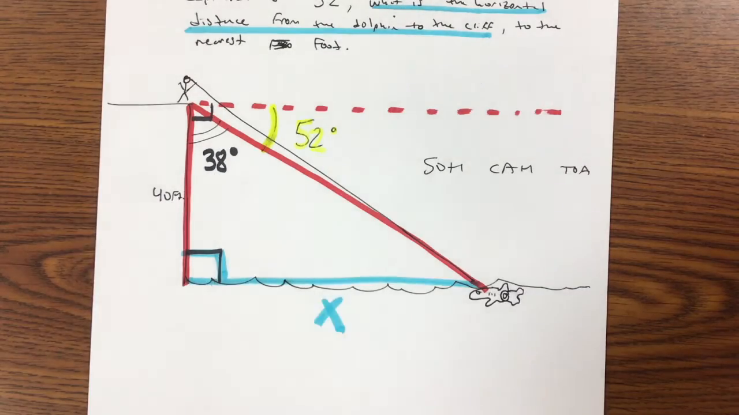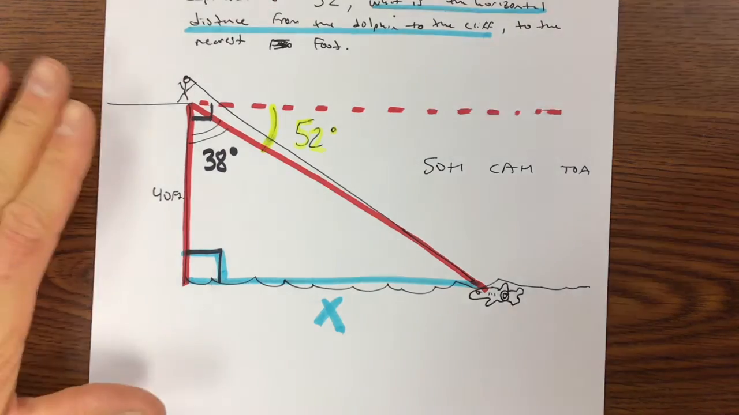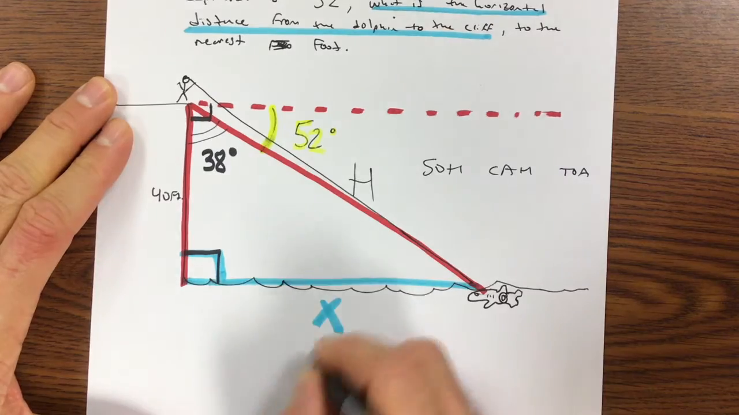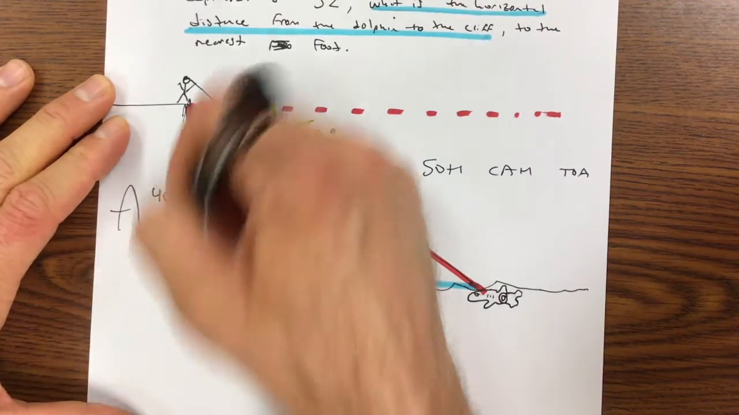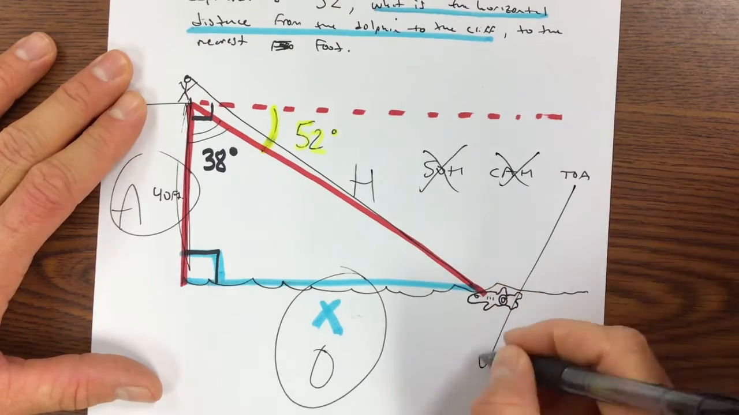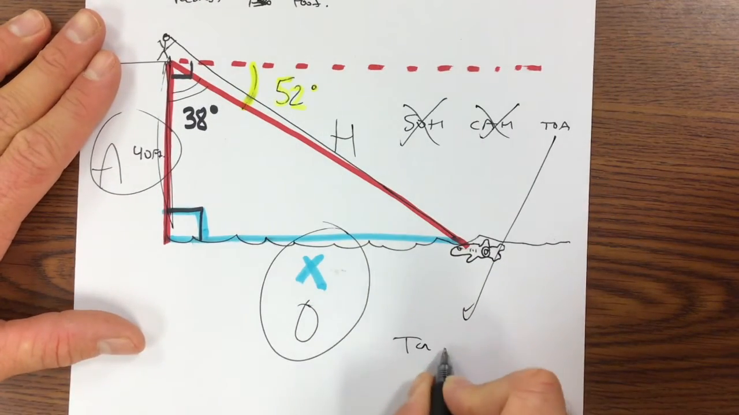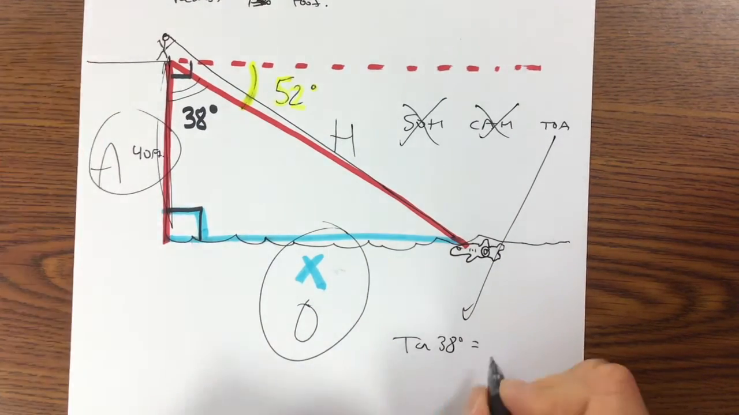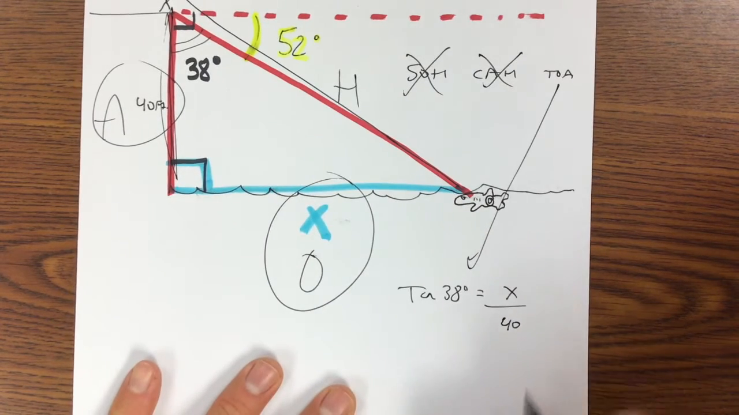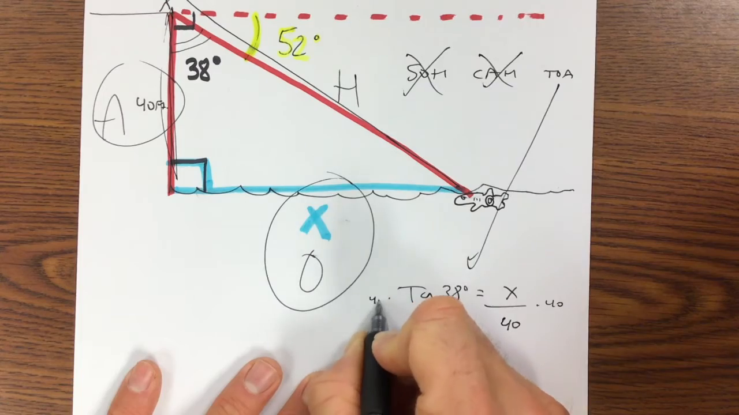All right, you got the answer. I know you got it. Let's see, this is the hypotenuse. That is the opposite side. There's your adjacent side. We are working with the opposite and adjacent. TOA. How about the tangent of 38 degrees equals the opposite over the adjacent. Get the X by itself, multiply by 40 on both sides.